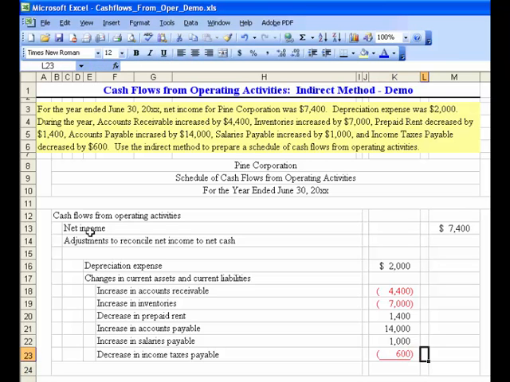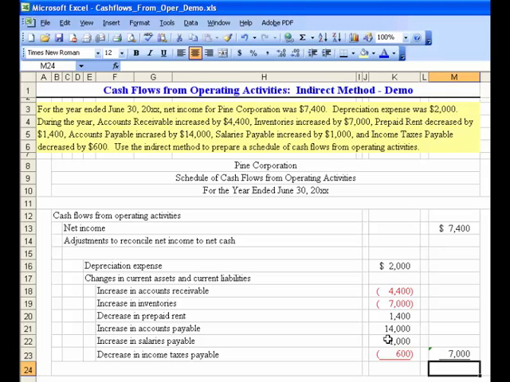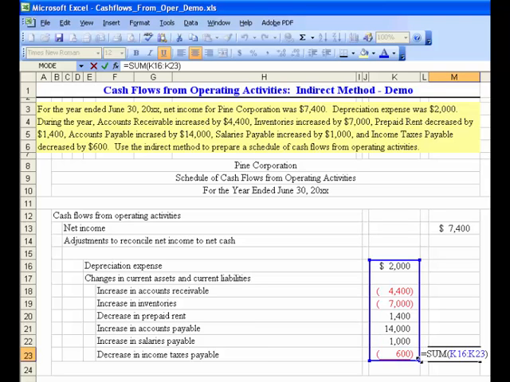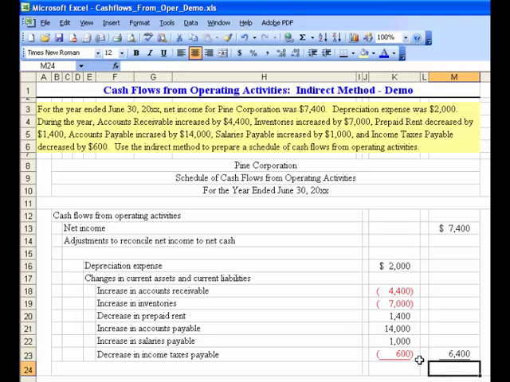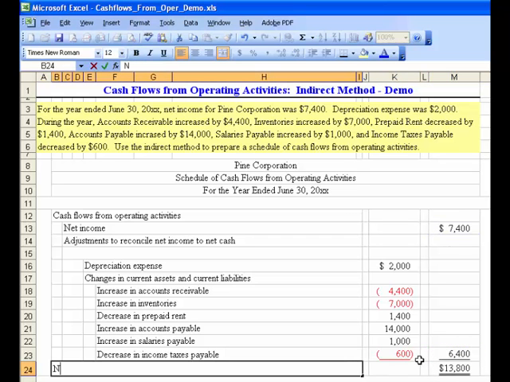So the end result, if we sum all those changes, is 6,400 of adjustments to reconcile net income to net cash to generate the net cash flows from operating activities.